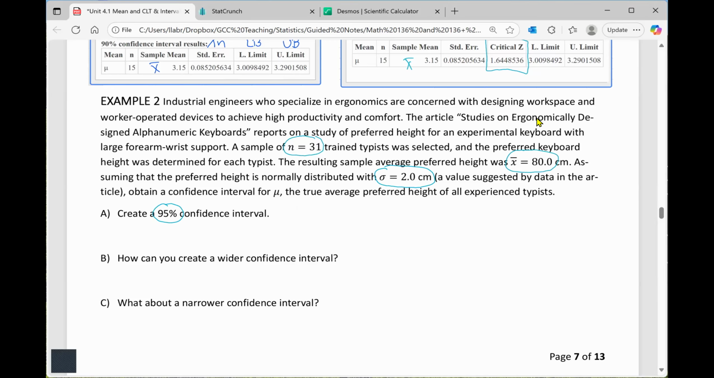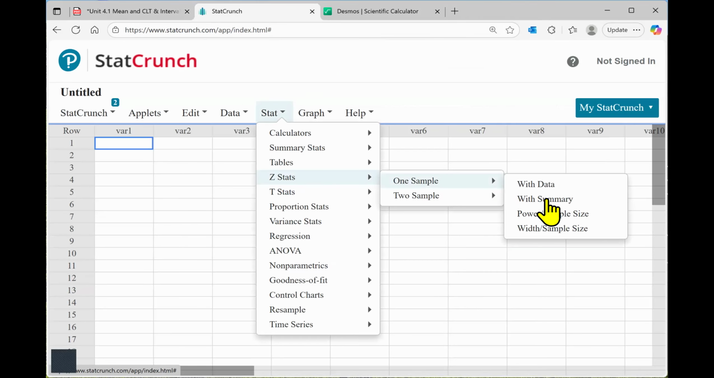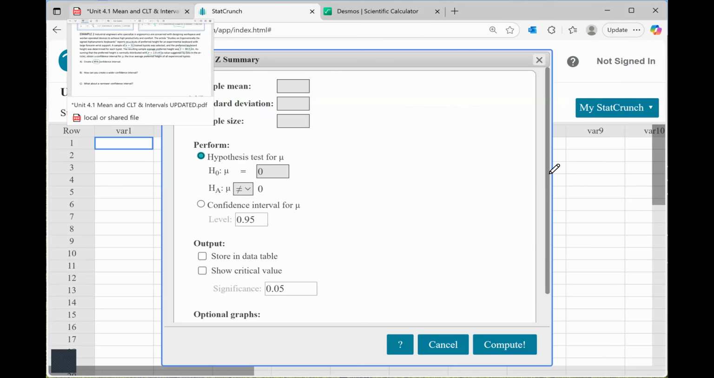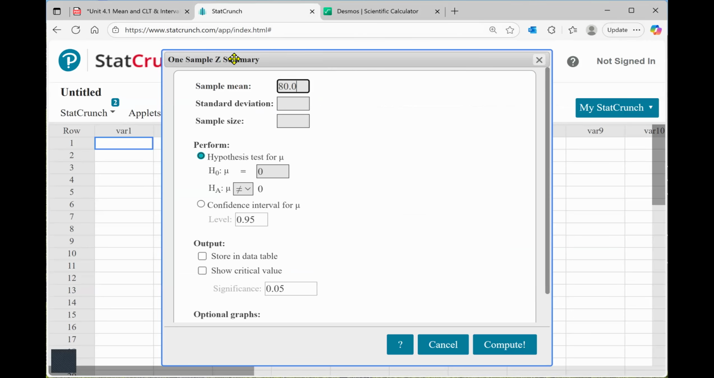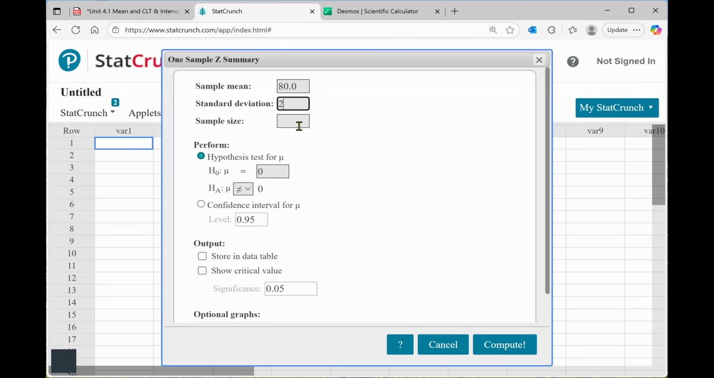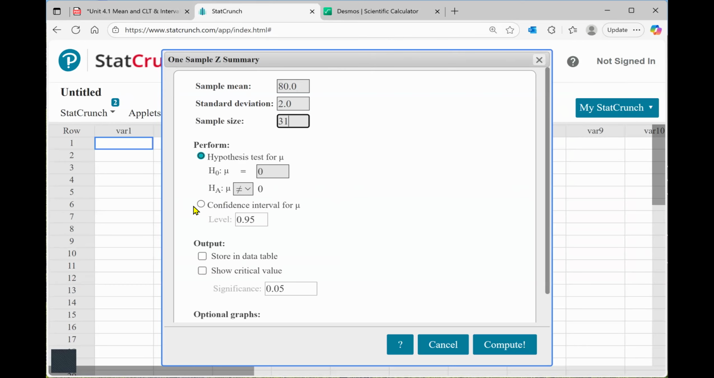So let's remember that we need to go to Stats, Z Stats, One Sample with Summary. We type in our sample mean. So what was it? 80.0. Standard deviation, which if you remember was 2.0. And my sample size, which is 31. Select confidence interval, update the level. Ours is 95, so we're going to leave that alone. And if you want, you can also select show critical value.